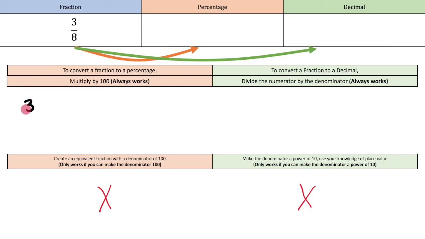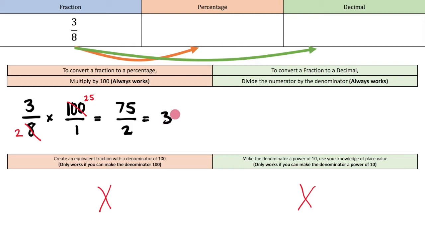So if I have 3 over 8 and I multiply it by 100 over 1, I now am going to do some simplification. So I can simplify diagonally here. 8 divided by 4 is 2, and 100 divided by 4 is 25. Having now simplified, I will multiply my numerators. 3 by 25 is going to be 75, and 2 by 1 will be 2, which means my answer is going to be 37.5%, just like that.